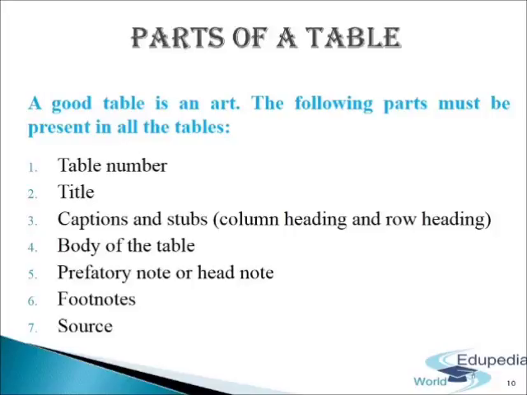And the last part is source. In case of the tabulation of secondary data, a source note should be provided indicating place of publication, page, edition, name of the publisher or author. It can be written at the bottom of the table. It is useful to the reader to check the figures and gather additional information. These are the essential parts of a table.